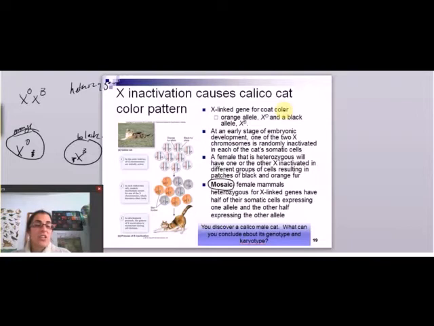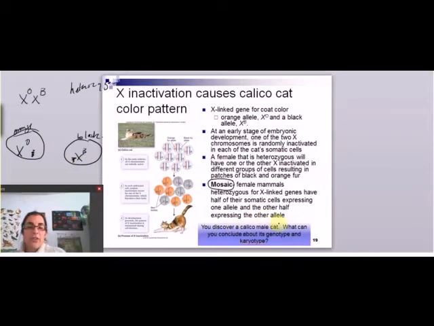There's actually a trait in humans, our sweat glands, that is controlled on the X chromosome. And so the females who are heterozygous for not having sweat glands, this is a rare condition, it's not common, but if they're heterozygous, they'll have patches of skin that have sweat glands and patches that don't. Again, because we randomly turn off the X chromosomes.